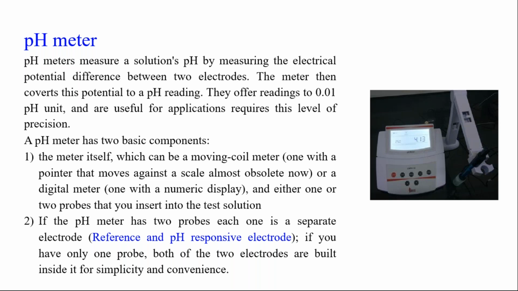One is the pH meter itself, which is actually a moving coil galvanometer, and it has a scale which we read. It is the digital scale that we read. The second part of the pH meter is the most important part of it, which actually measures the hydrogen ion concentration, and that is the electrode. So the electrode, there are two types of electrodes. Sometimes a pH meter comes with a single electrode. Sometimes it comes with dual electrodes.